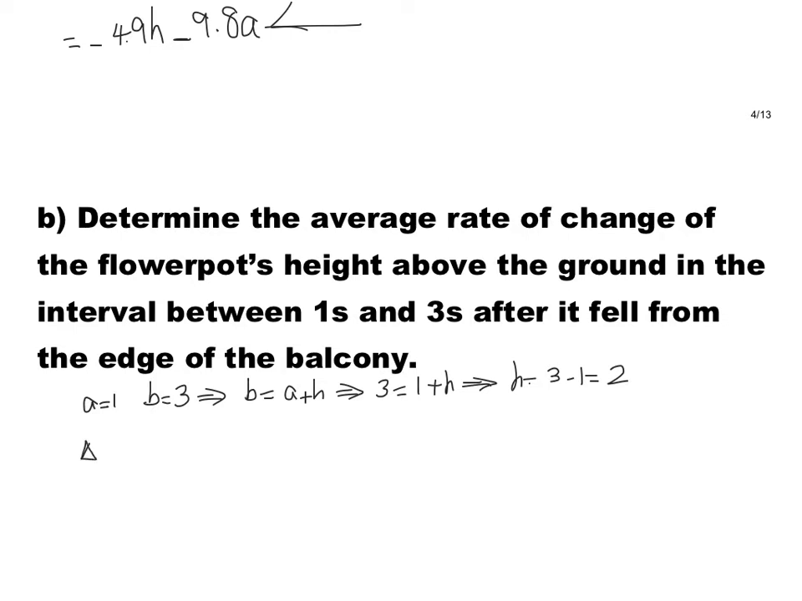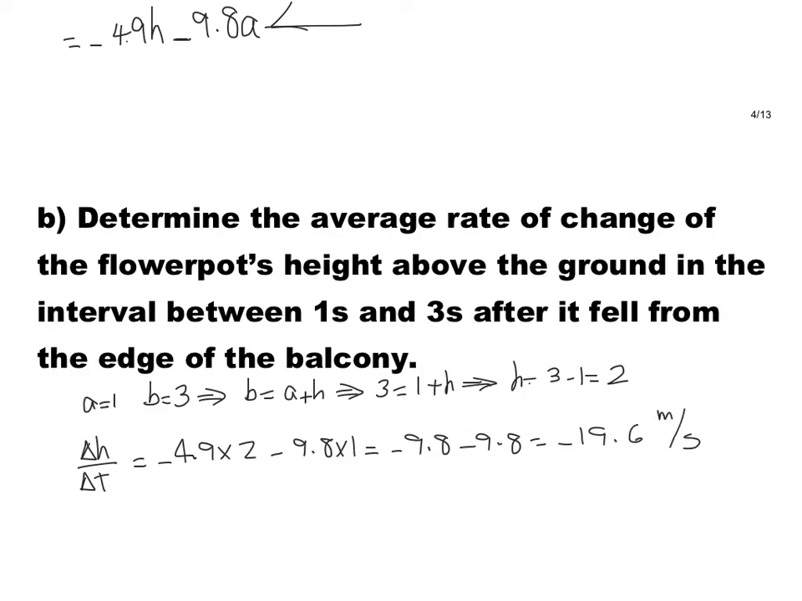So I'm going to say delta H over delta T is going to be negative 4.9 times 2 minus 9.8 times 1, which is negative 9.8 minus 9.8, which is going to give me negative 19.6 meters per square second. And the negative here tells us that the height is decreasing, which makes sense because the flower pot is going toward the ground.